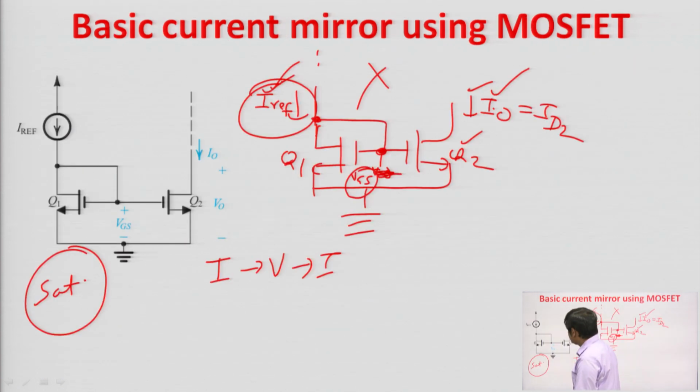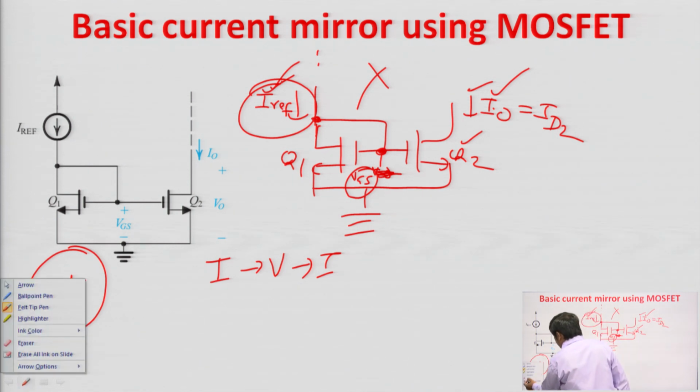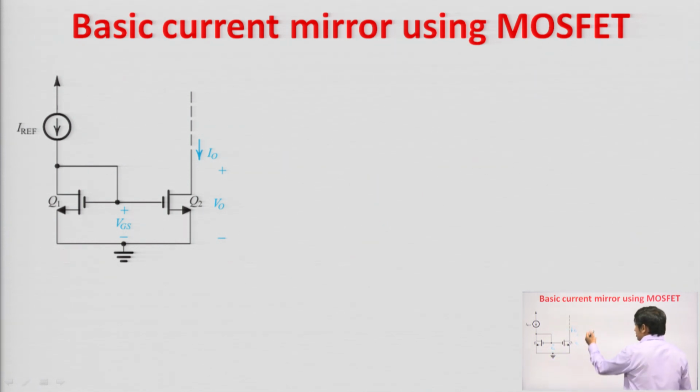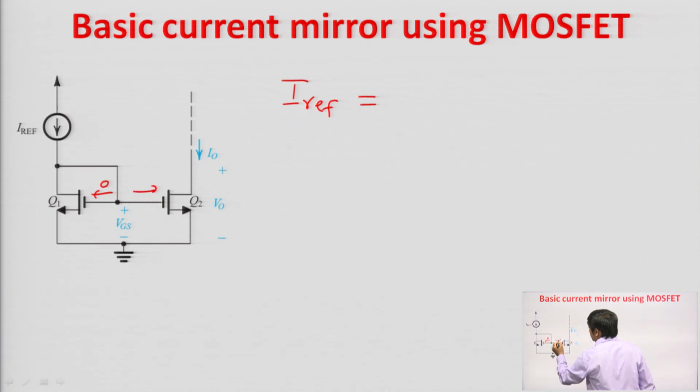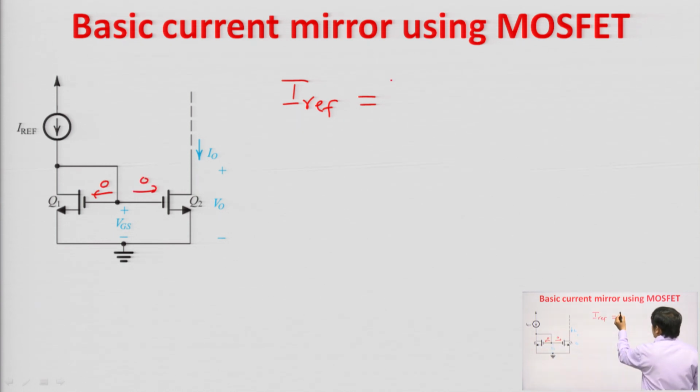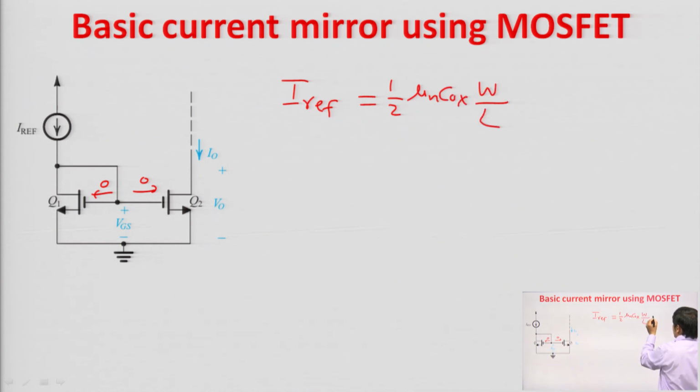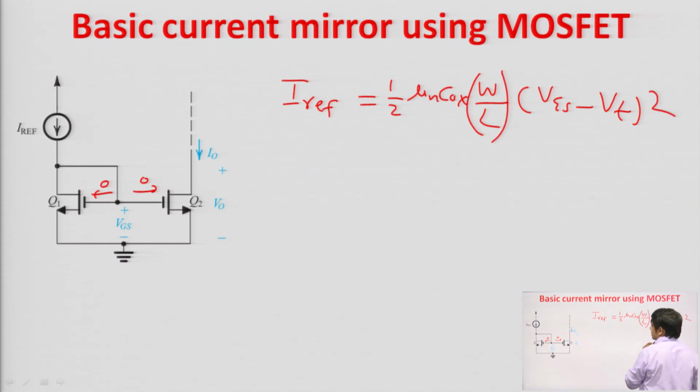Now, here we can calculate the relation between I naught and I reference. What is I reference? I reference is the drain current of Q1 transistor. We know that the gate current of MOSFET is 0. So, we can write it as 1 by 2 mu n CoX W by L (VGS minus VT) whole square. Let us say the W by L ratio, that is aspect ratio of Q1 transistor is (W by L)1.